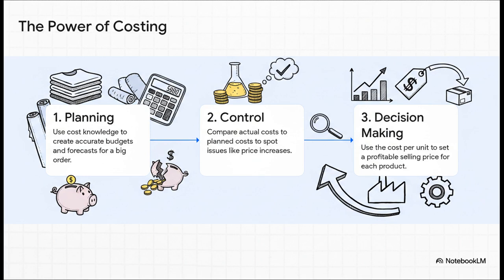First, there's planning. If a customer places a huge order, knowing our variable costs lets us create an accurate budget for all the materials we'll need. Second, control. We can compare what we actually spent on ink to what we plan to spend. If it's way higher, we can investigate why. And third, decision-making. And this brings us right back to the beginning. By calculating our true cost per unit, we can finally set a selling price that guarantees we make a profit on every single shirt we sell.